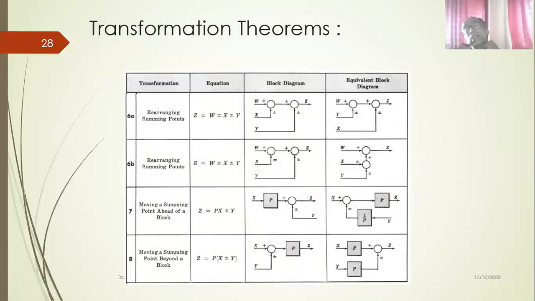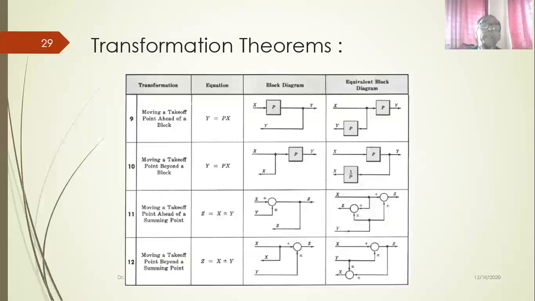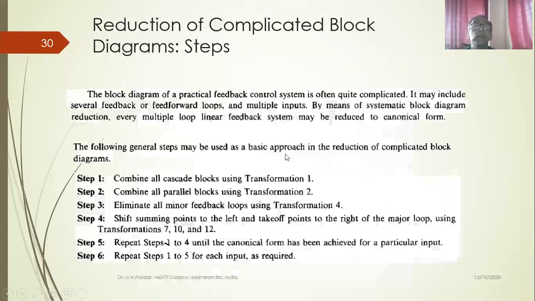These are also called transformation theorems, which are used for reducing a complicated block diagram, and those can be simplified. Using these rules of block diagram algebra, we can reduce the complicated block diagram and obtain the transfer function. Now, what are the rules of reduction of a complicated block diagram? This is very important, friends. What are the steps? This we have to practice and remember.